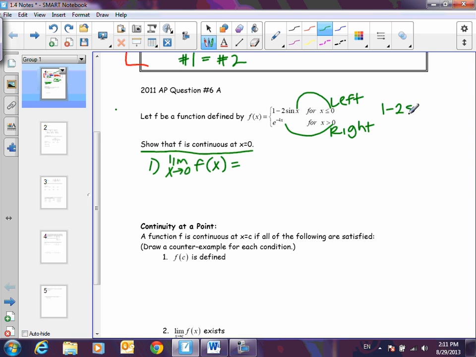1 minus 2 times sine of 0. Anybody remember what sine of 0 is? Look up at the sine curve. You see how it crosses the origin? So sine of 0 is 0. And I'm going to make a video about how to remember all that trig stuff, but that's an easy way, I think, of at least remembering what sine of 0 is. So sine of 0 is 0, so this whole left-sided limit equals 1.